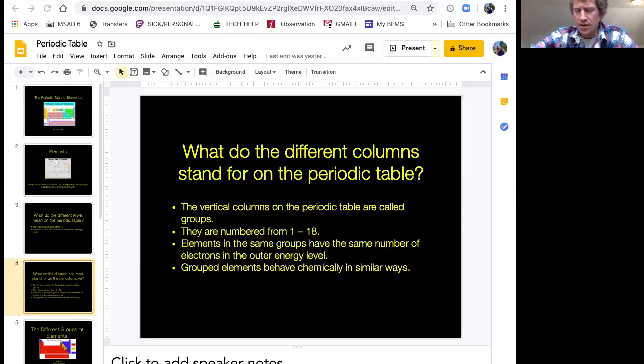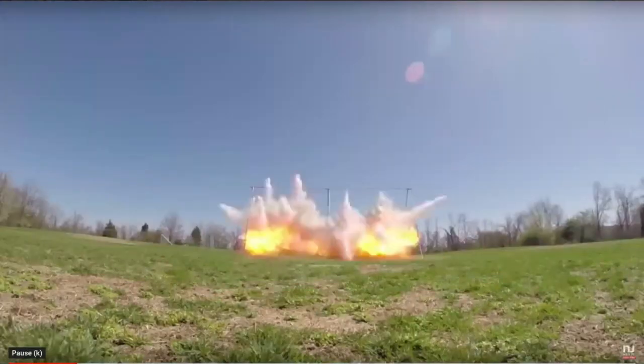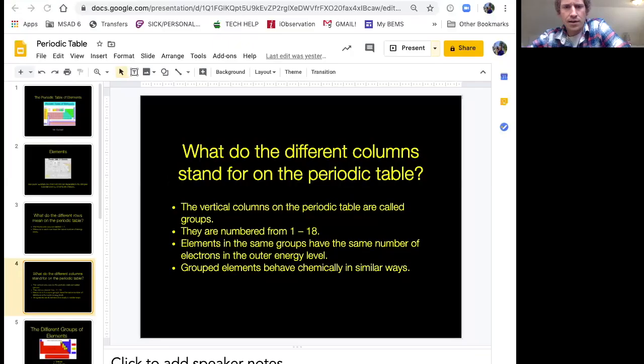And also, these are grouped. You know how I talked about how they have similar properties. Those properties are like how they react. When they react with other elements, they behave chemically in similar ways in each column. I mentioned that last time we talked.